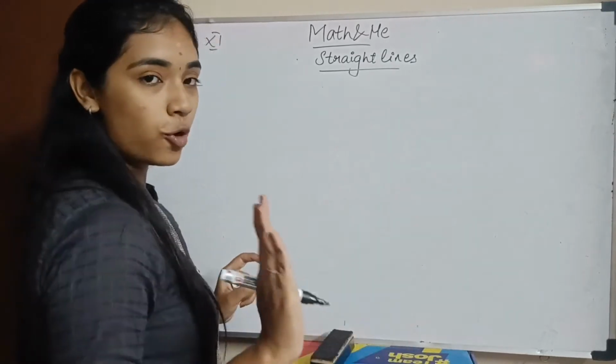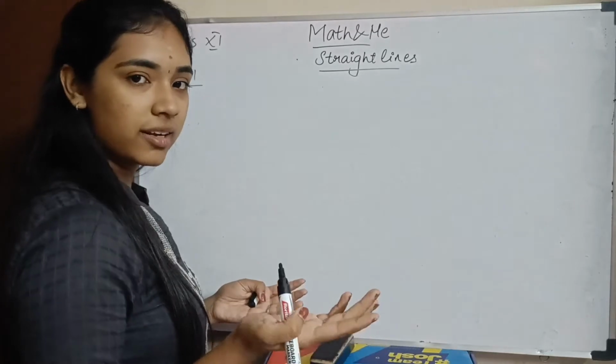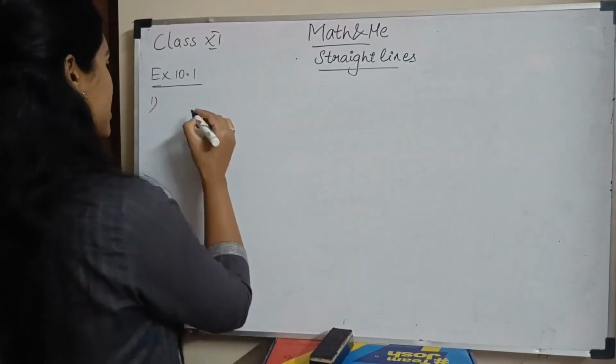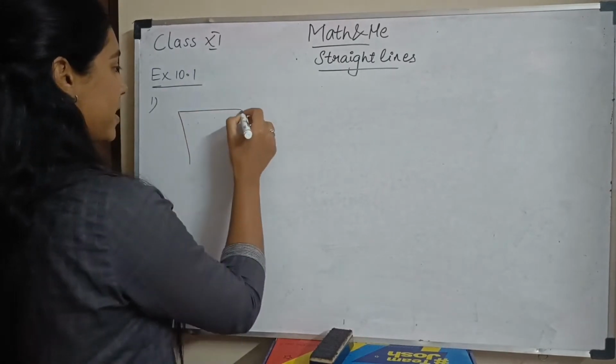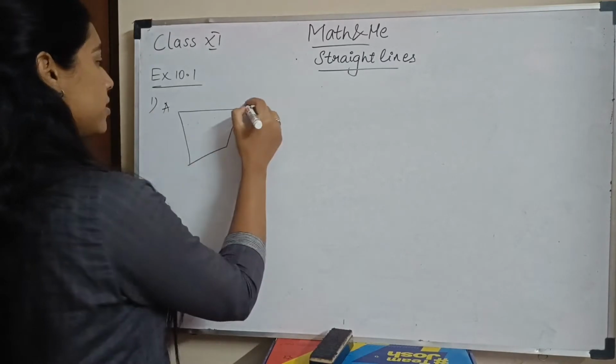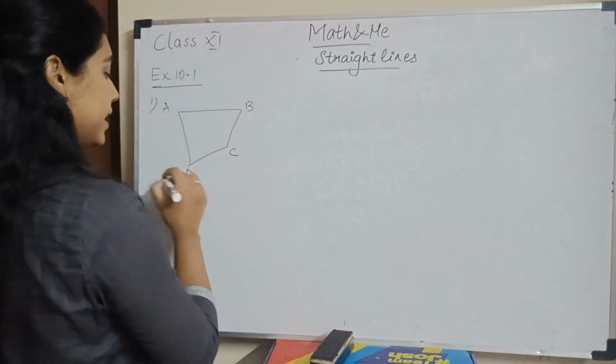So you are given 4 points of a quadrilateral. What is a quadrilateral? It has 4 sides. It can be of any shape. I am not given any specific shape, so I will just draw a random parallelogram. Something like this. Okay. So this is the point A, B, C and D.